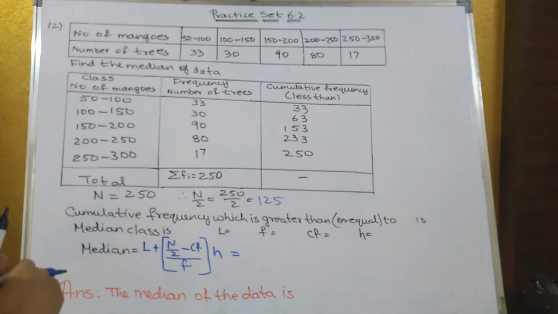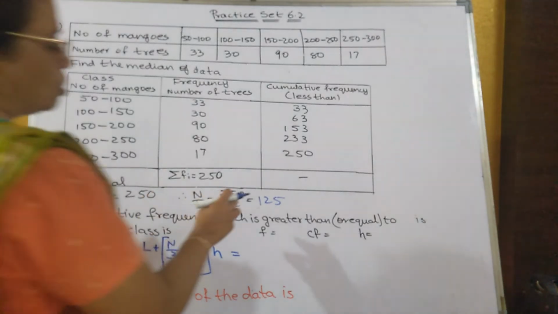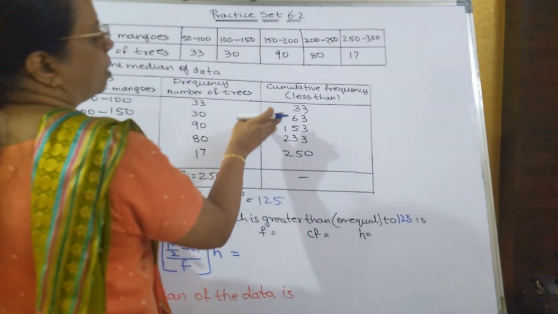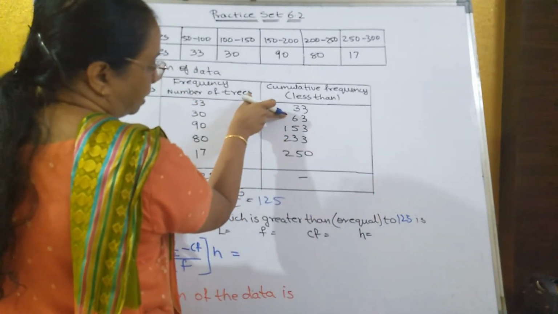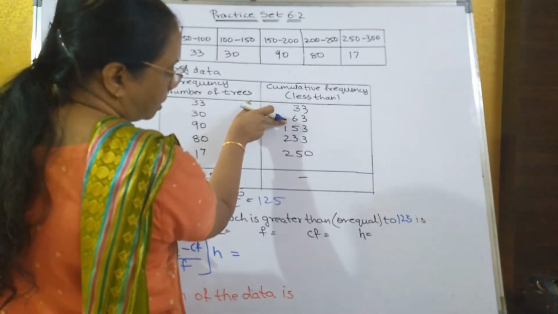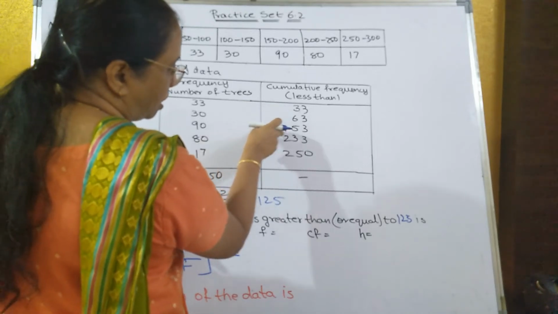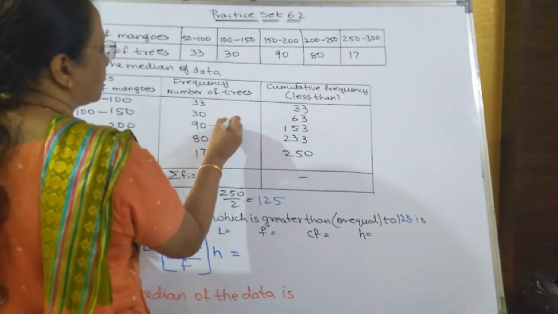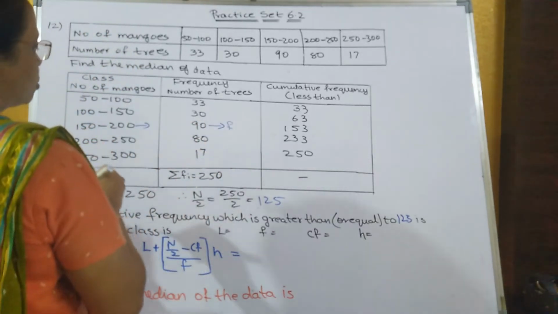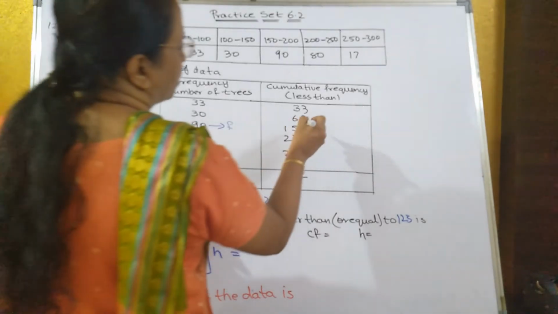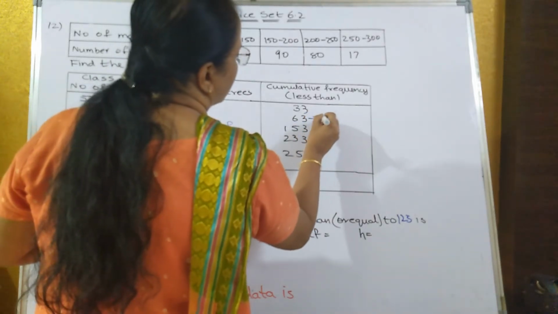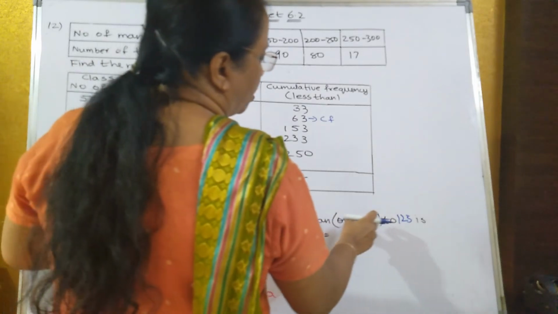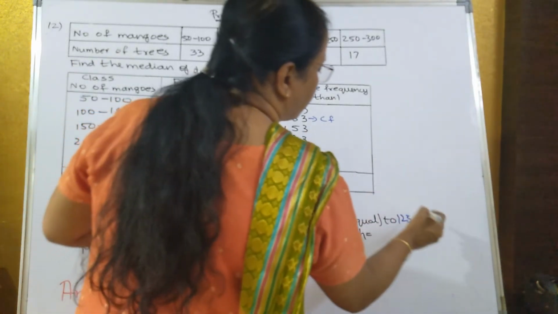So the cumulative frequency which is greater than or equal to 125 is what? Now is it 125, does it come inside 33? No. Does it come inside 63? No. Does it come inside 153? Yes. It comes inside 153. So that particular frequency you will take, and that particular class also you are supposed to take, and the cumulative frequency will be here. So the cumulative frequency which is greater than or equal to 125 is what? 153.